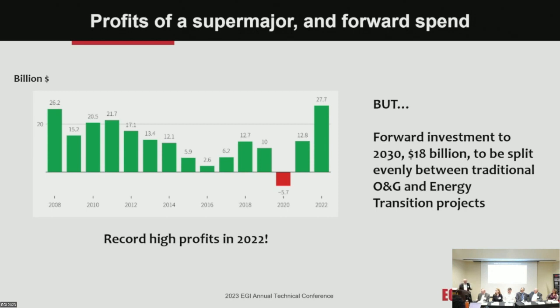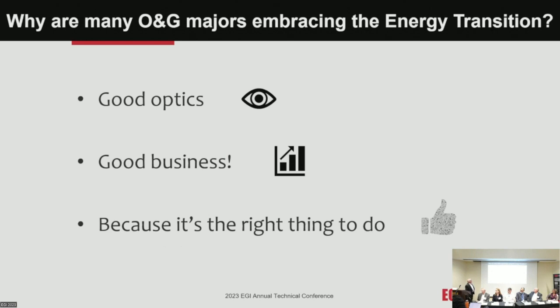So next one. Why are oil and gas majors embracing the energy transition? Why are they doing it? Well, what most of the public think, and certainly the activists, the Just Stop Oil people, think, is good optics. They want to be seen to be the good guys. People are painting the oil industry as the bad guys. They want to be seen to be doing something. But I would put it to you that $9 billion is a heck of a price to pay for a PR exercise. So it's not just the optics.